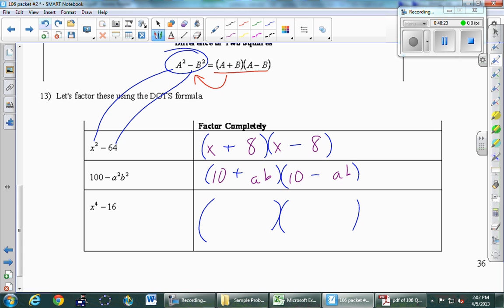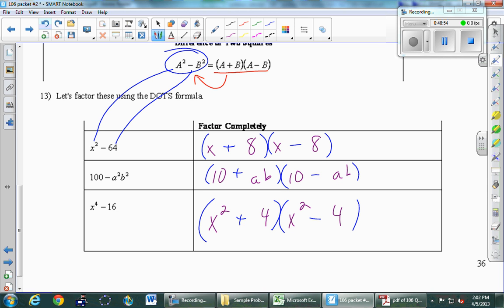The next one, x to the fourth minus 16. What two copies of the same thing will give you x to the fourth? It's x squared. What two copies will give you 16? 4 and 4. And the signs? Plus and minus. Eight is no good. It's got to be two copies of the same number. Yeah, so you can't do 8 and 2. They have to be the same.